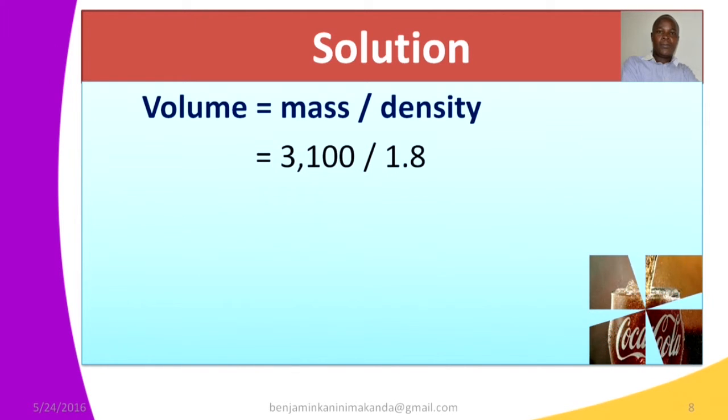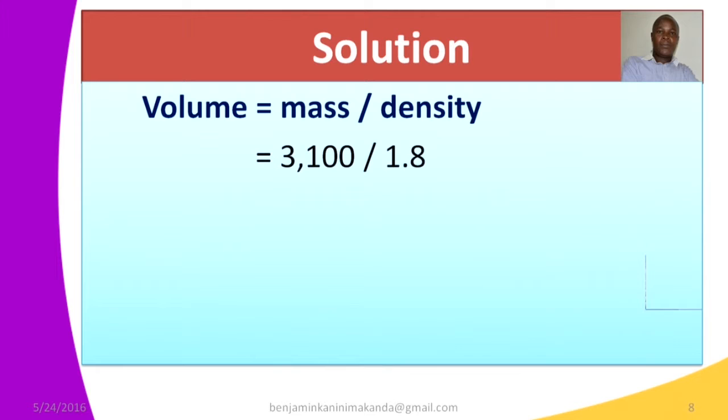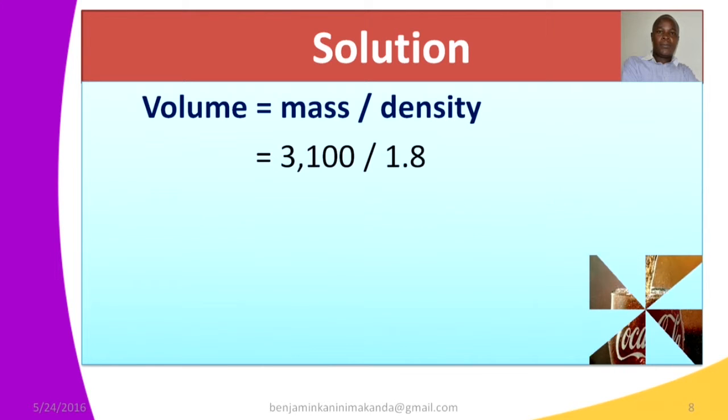This is what we're supposed to calculate because we have been given the density. So volume is given by the mass of sulfuric acid. We don't just call it sulfuric acid, it's called sulfuric(VI) acid in chemistry. Divided by density, this one is going to give you 3,100 divided by 1.8. So the mass that was given in the question was 3.1 kilograms.